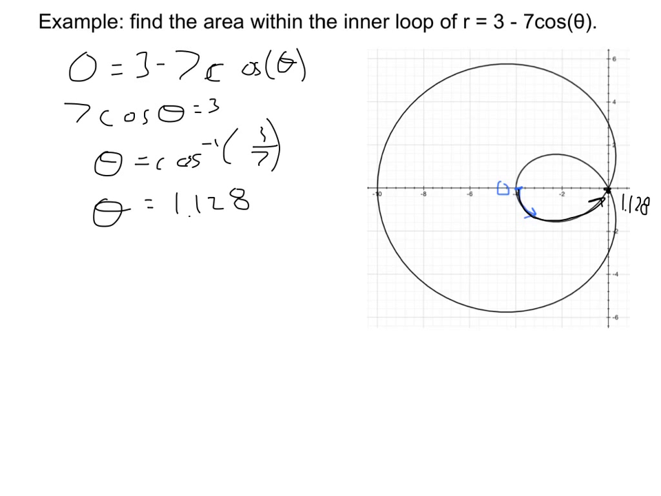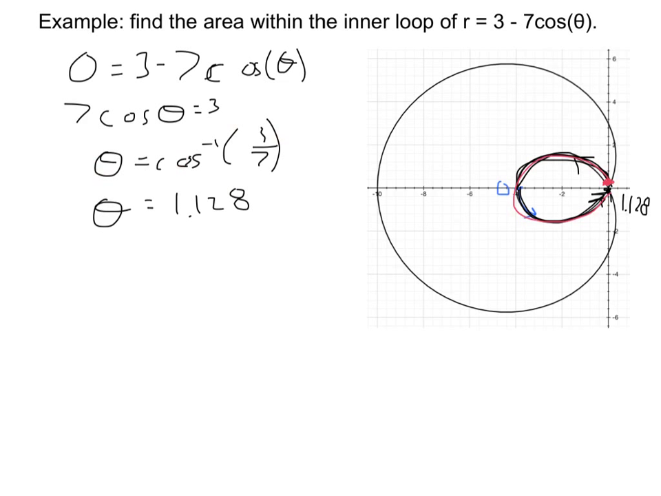So the question then is, where's the other one of them? If this is 1.128, then what did I effectively come from? If I want to start my integral here and go all the way around this thing, how will I figure out what that value is? Well, if you think about it, that's another place where the radius is 0. It's another place where I'm going to get this same inverse cosine.